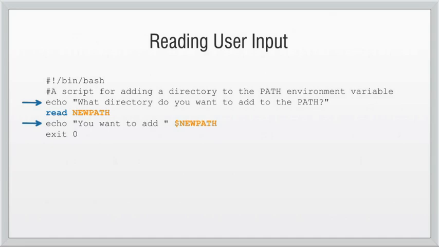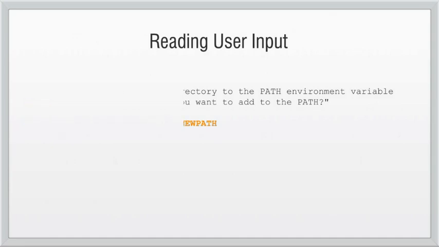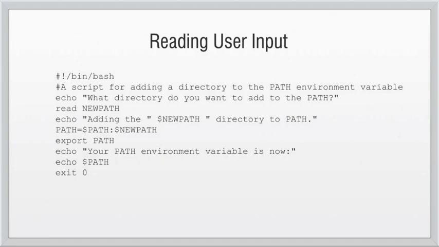Now, the best approach to doing this when writing shell scripts is to first ask yourself, if I were doing this from the shell prompt, what commands would I use? And then enter those commands in the script and try it out. So in this example, we're going to ask the user the same questions and read the input into the same variable, but this time we're going to add the directory specified by the user to the path environment variable, and then we're going to export path.